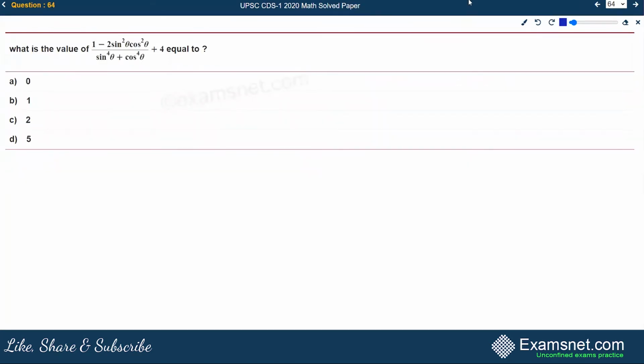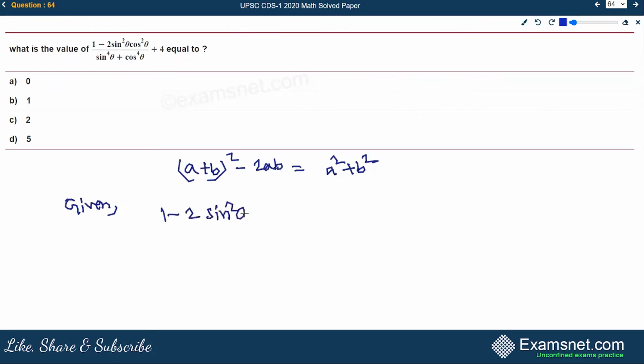In question number 64, it is given: what is the value of (1 minus 2 sine square theta cos square theta) by (sine to the power 4 theta plus cos to the power 4 theta) plus 4? Here we are going to use one formula, that is (a plus b) whole square minus 2ab equals a square plus b square. Now let me write the given expression: 1 minus 2 sine squared theta cos squared theta by sine to the power 4 theta plus cos to the power 4 theta.